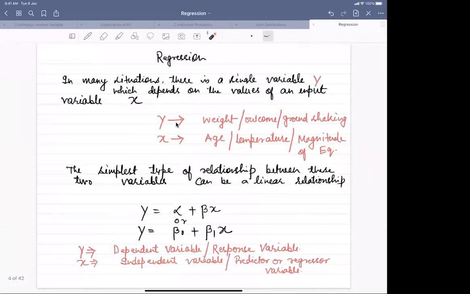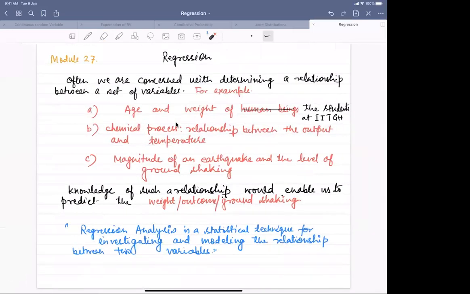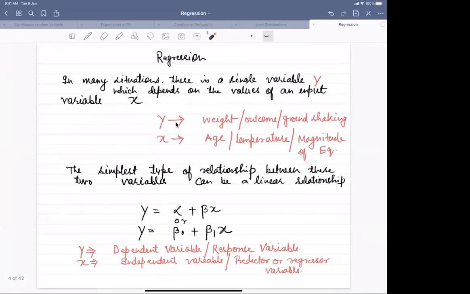When I'm talking about these linear relationships, before we go next, I would like to add a caveat. By using the examples I have discussed in this slide, by no means am I suggesting that the relationship between weight and age, the outcome of a reaction and temperature, or ground shaking and the magnitude of an earthquake is linear. No, I'm not suggesting this. These are just some cases we may be interested in. In certain ranges of age, temperature, or magnitude, it can be linear, right?